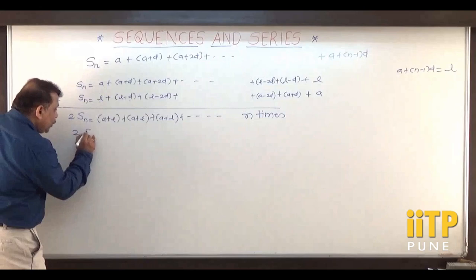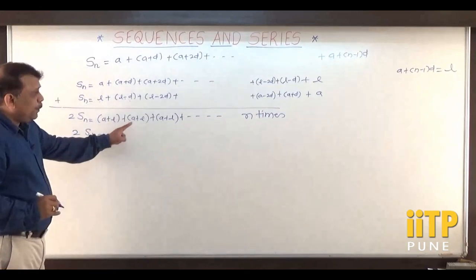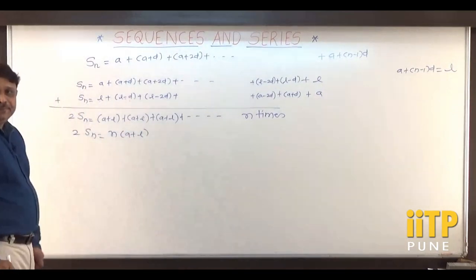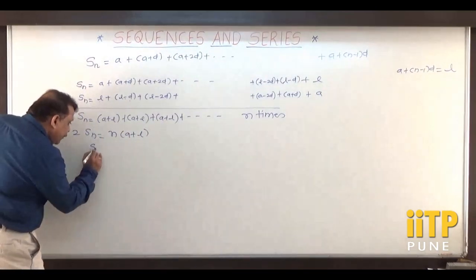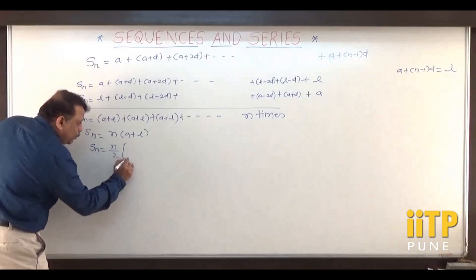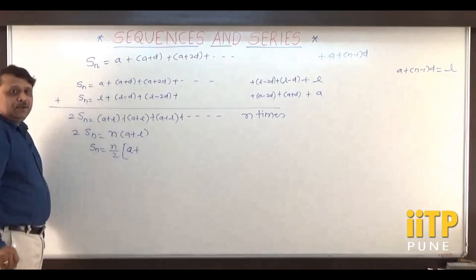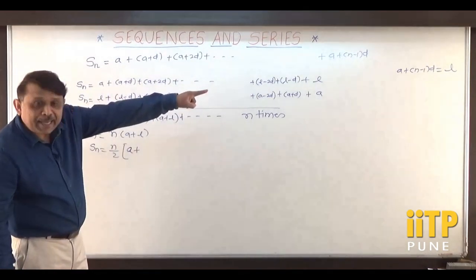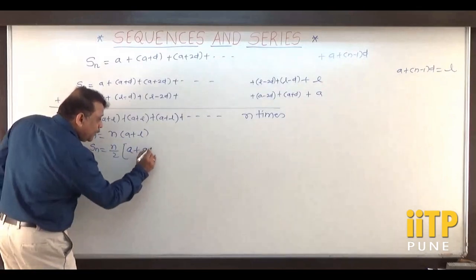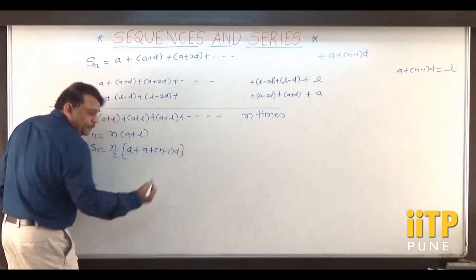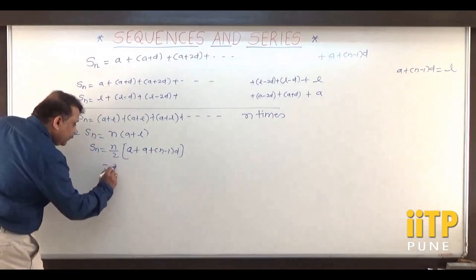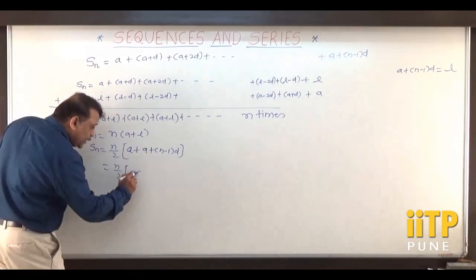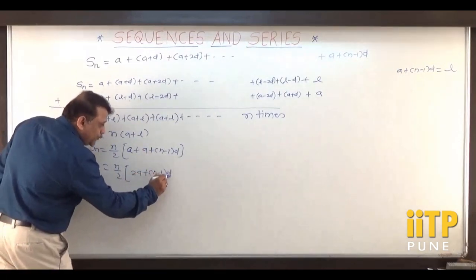So 2Sn becomes N times (A plus L). So Sn is given by, therefore, N by 2 into bracket A plus L. What is L? L is the nth term given by A plus (N minus 1) into D. So this is N by 2 into bracket A plus A, which I can add to get 2A, plus (N minus 1) into D.